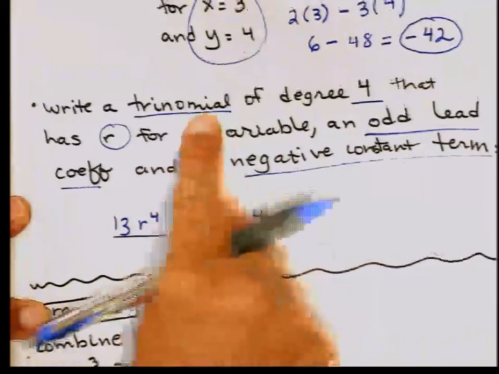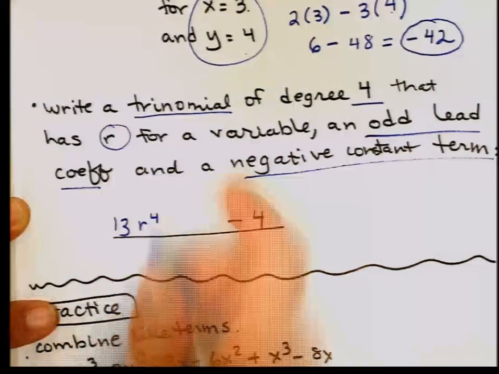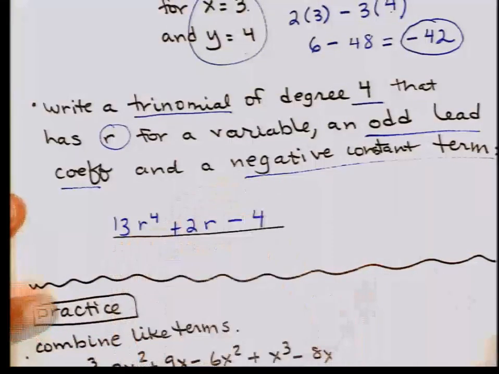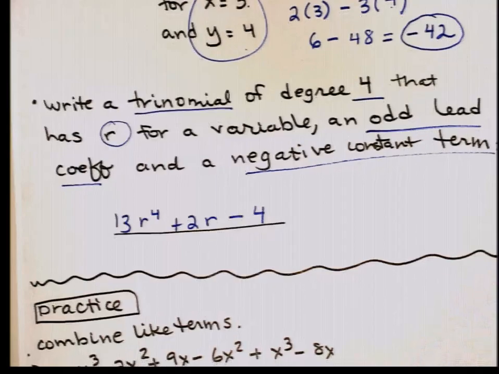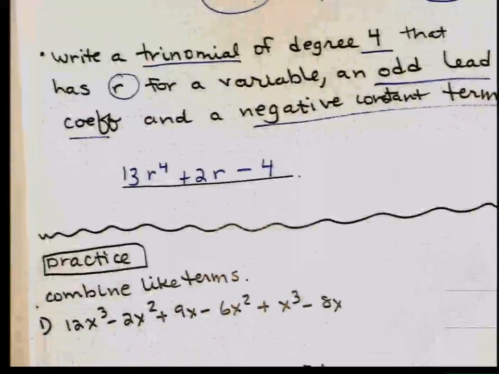Now I need to get the trinomial part. So I need a third term in here with r's, and it can be anything. How about plus 2r, or plus 2r cubed, or minus 5r to the first? Anything like that would work. There are an infinite number of correct answers for that one. Okay, last little bit here.